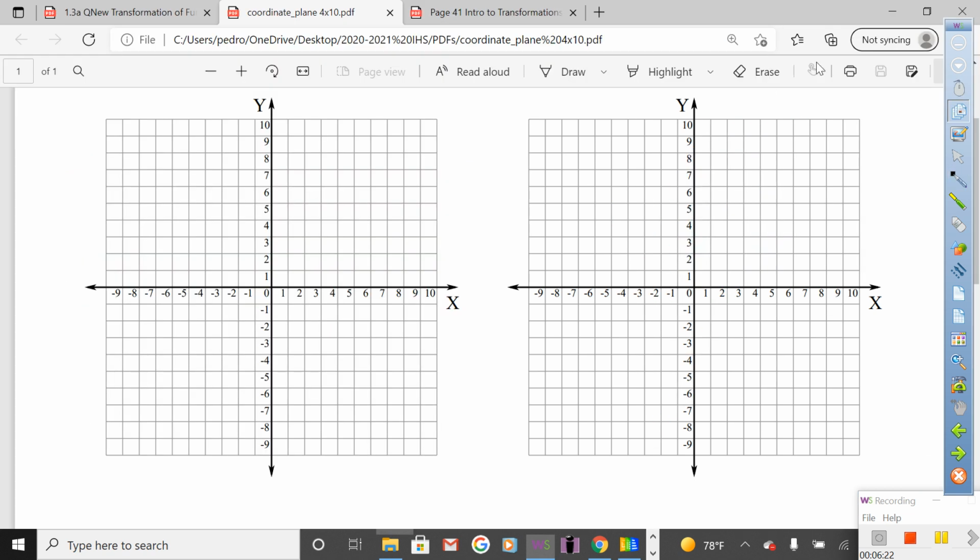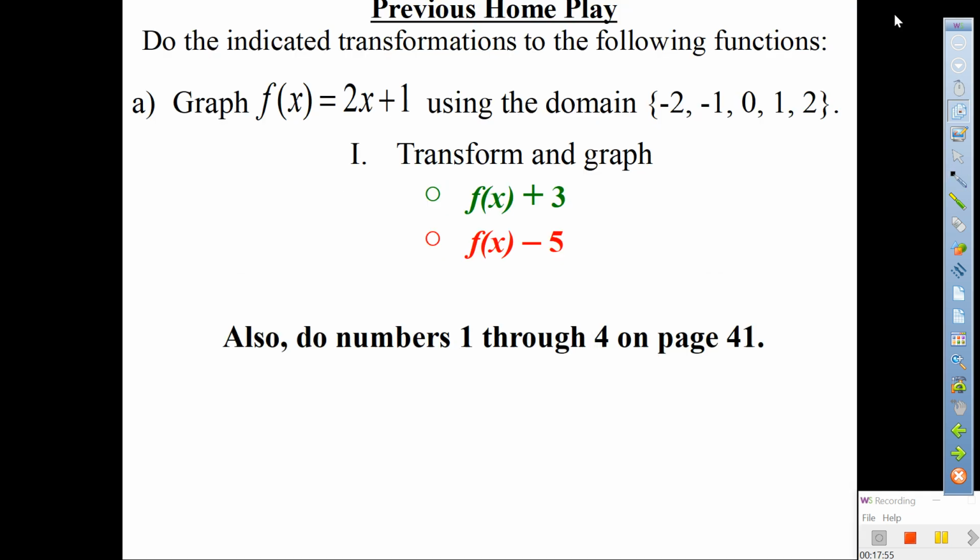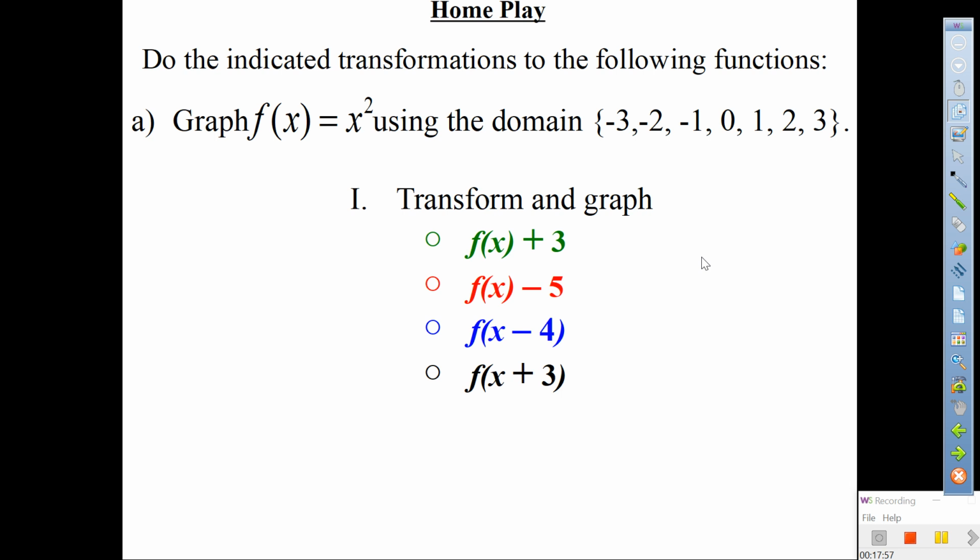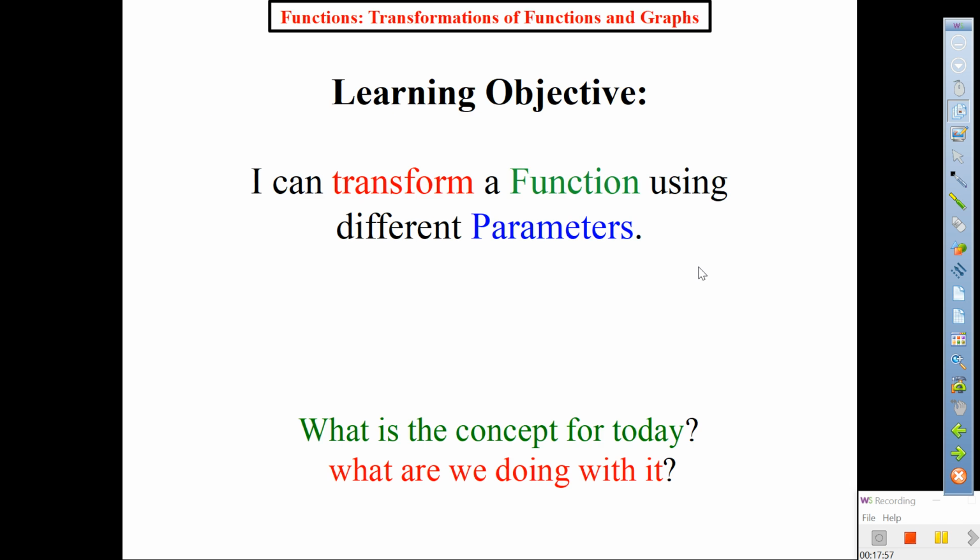So to continue on, guys, we'll stop right there. We're going to continue with our session that we started yesterday. I can transform a function using different parameters. So for today, you are going to need, towards the end, Cornell notes, but right now I need you to get the big graph in front of you. Get the big graph in front of you.